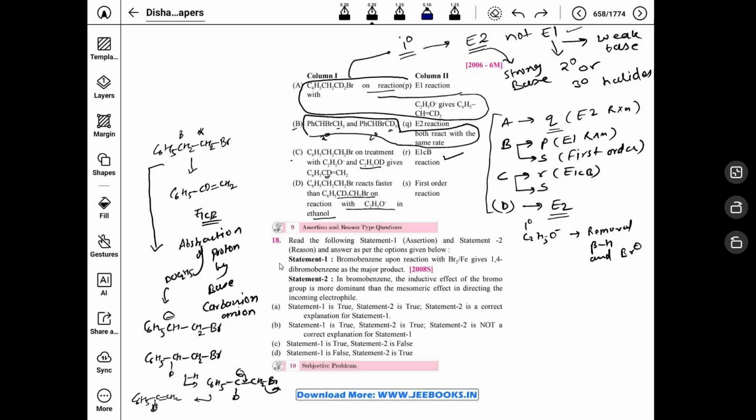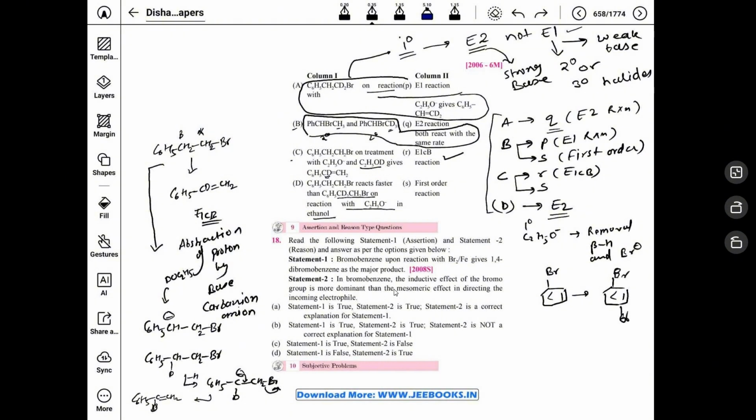Now moving to question number 18, an assertion and reason type question. So what they are saying, statement 1: bromobenzene upon reaction with bromine in the presence of iron gives 1,4-dibromobenzene as the major product. So this is an example of electrophilic substitution reaction, and para is the major product because halogens are ortho-para directing groups. So this is the major product. So the first statement is correct.